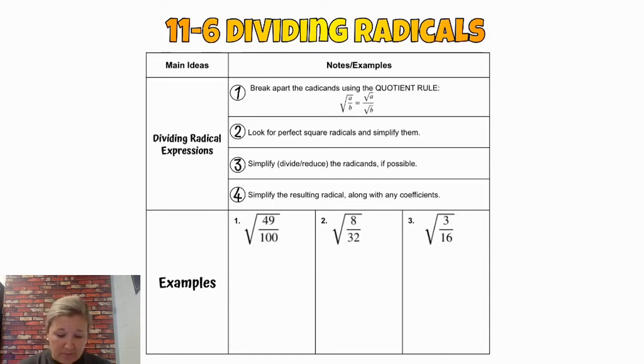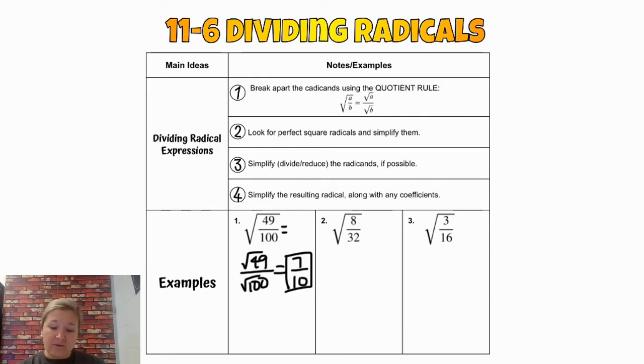So we have the square root of 49 over 100. That's the same thing as the square root of 49 divided by the square root of 100. Now, these are both perfect squares. So the square root of 49 is 7, and the square root of 100 is 10. And that's it. So 7/10. Make sure at the end you reduce that if it came out that way.